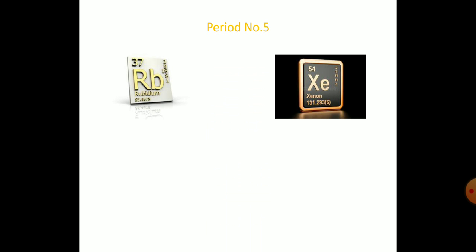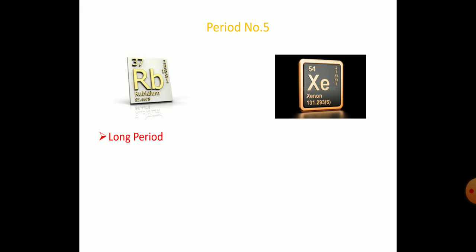Okay students, let us see about period number 5. Okay, the first element of period number 5 is rubidium. It is an alkali metal and this period ends with the inert gas xenon. The symbol of xenon is Xe. So this period starts from rubidium and ends with xenon. It is a long period.